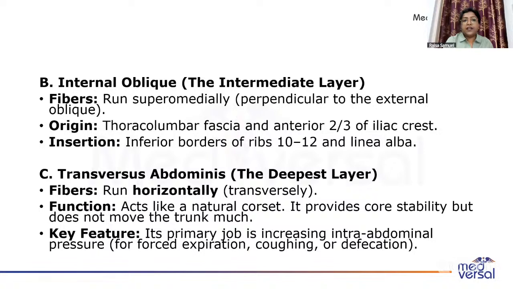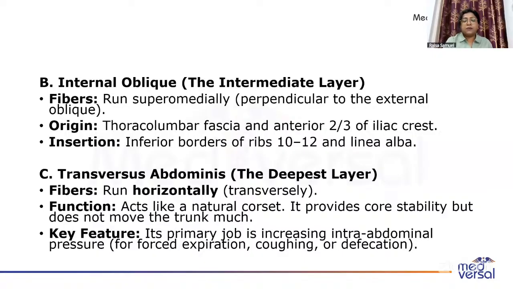Next is the internal oblique muscle, which runs superomedially, that is perpendicular to the external oblique. Where does it originate from? Thoracolumbar fascia and anterior 2/3 of the iliac crest. It is inserted into the inferior borders of ribs 10 to 12 and the linea alba.